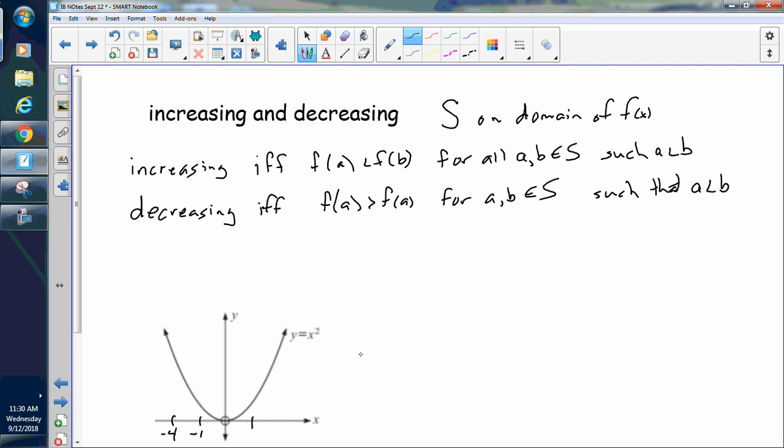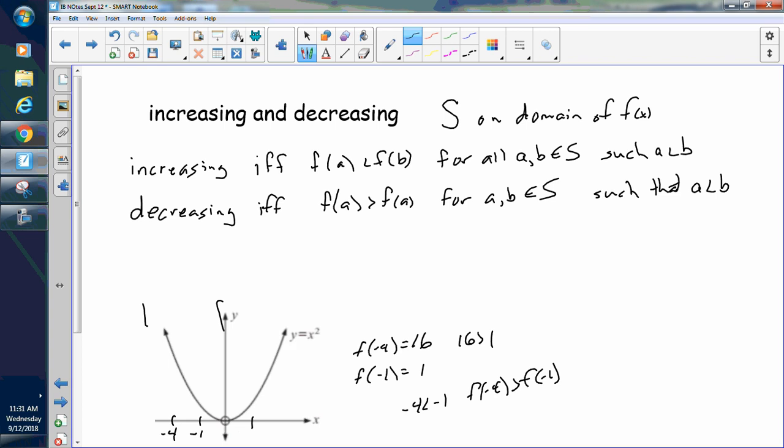Well, down here, f of negative 4 is 16, and f of negative 1 is 1, and 16 is greater than 1. So even though negative 4 was less than negative 1, f of negative 4 was greater than f of negative 1. And that would be true for any numbers that I pick on the interval from negative infinity to 0. Now, as soon as I come over into the positive aspect, it no longer works for all pairs.